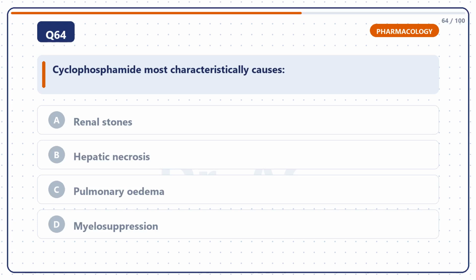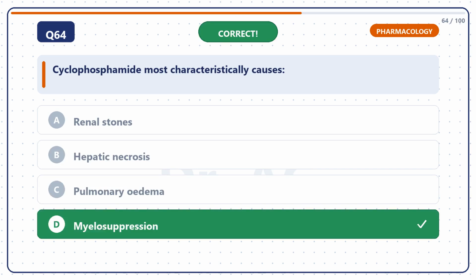Furosemide. Question 64. Cyclophosphamide most characteristically causes. Option A. Renal stones. Option B. Hepatic necrosis. Option C. Pulmonary edema. Option D. Myelosuppression. The correct answer is option D.